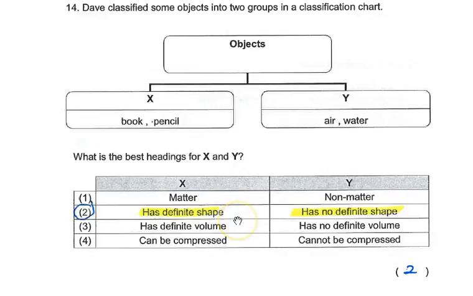Now Dave classifies some objects into 2 groups. X has something to do with books and pencils. Sounds like they're stationary, or they're solid. Okay, air and water, so it goes down to here. The best is definite shape. The shape will not change over time. If you do not do anything to it, it will not change. For this, air and water, they have no definite shape. Answer is 2.